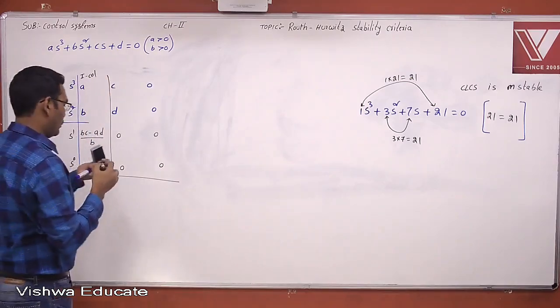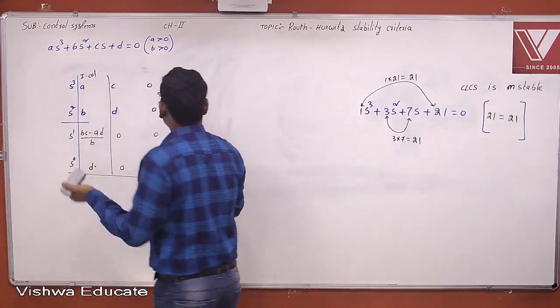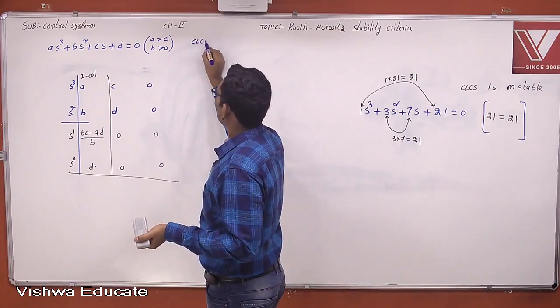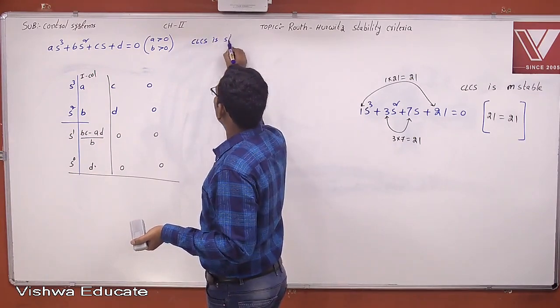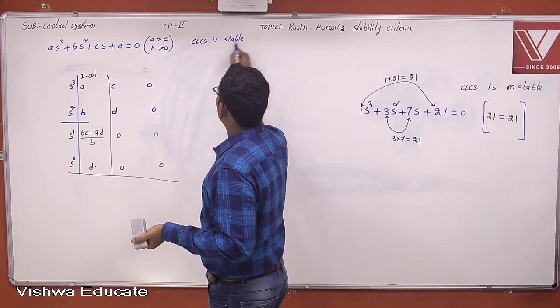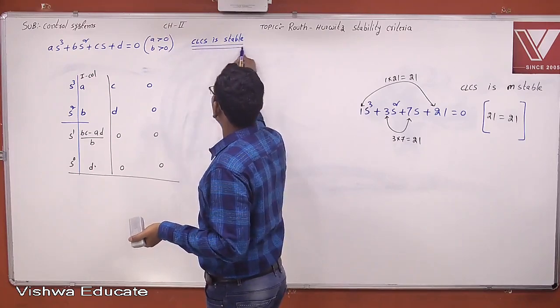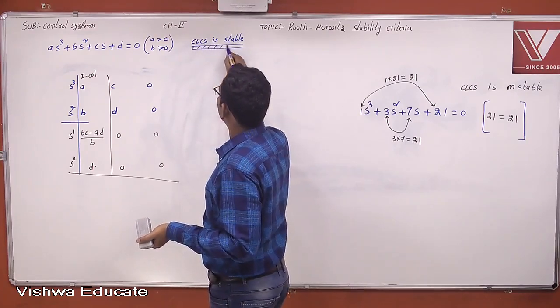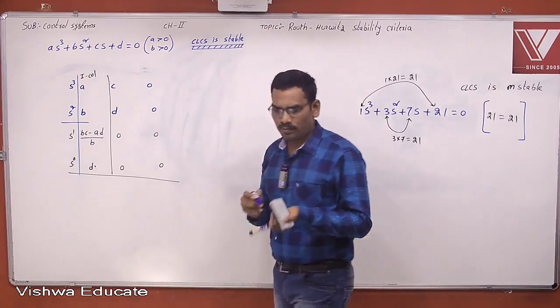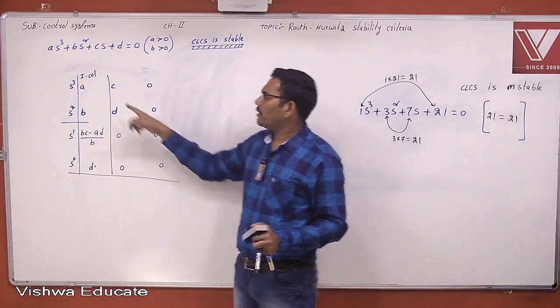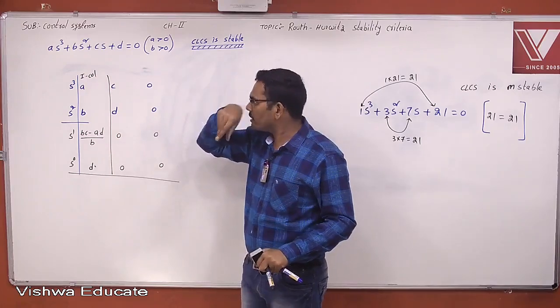This is the first column. If the closed loop control system is stable, all the quotients in the first column should have the same sign.